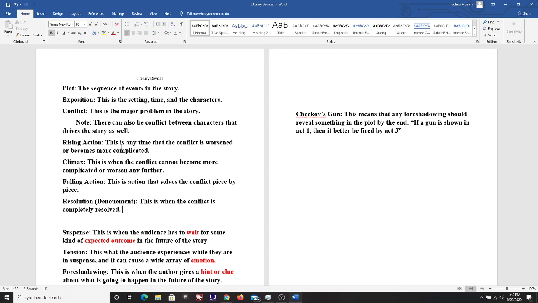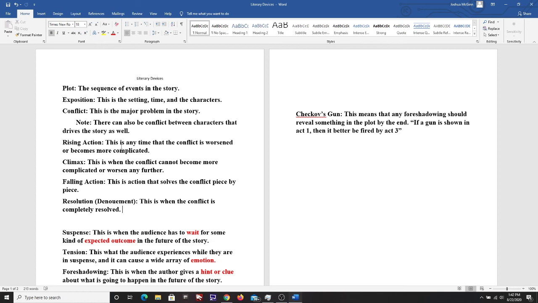If you ever want to check if your resolution or your conflict are correct, you really just need to look at the conflict and ask yourself, does the resolution solve that conflict? It may not be a positive ending, because stories often have negative endings, but if the resolution solves your conflict, you've probably identified both correctly, all right?